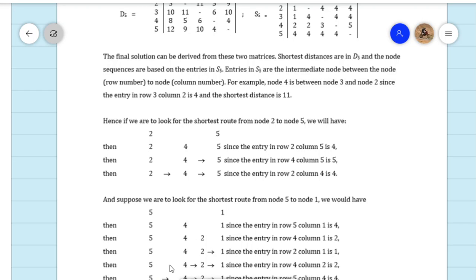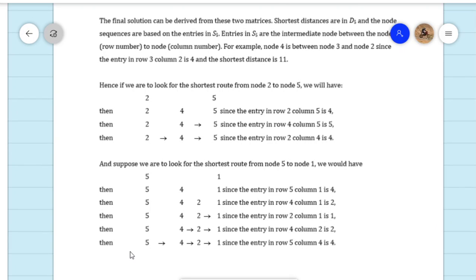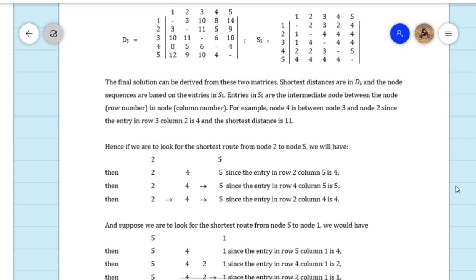Next, what is between 5 and 4? So look at the entry in row 5, column 4. Row 5, column 4 is 4. So the 4 is between 5 and 4, but 4 is already the end node, or terminal node. So there is no node between 5 and 4. Hence, we have determined the shortest route from 5 to 1. That is moving from 5 to 4, 4 to 2, then 2 to 1. That distance again would give us 12.